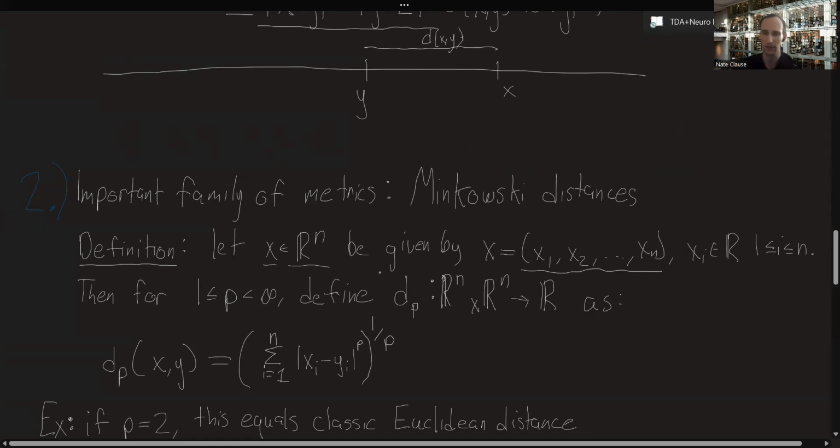The family of Minkowski distances is defined based on a constant p, where p ranges from 1 to infinity, and we define the distance function d_p from R^n cross R^n to the reals as follows. So the distance d_p between x and y, points in R^n, is the sum from i equals 1 to n of the absolute value of x_i minus y_i raised to the p power, and then all raised to the 1 over p power.